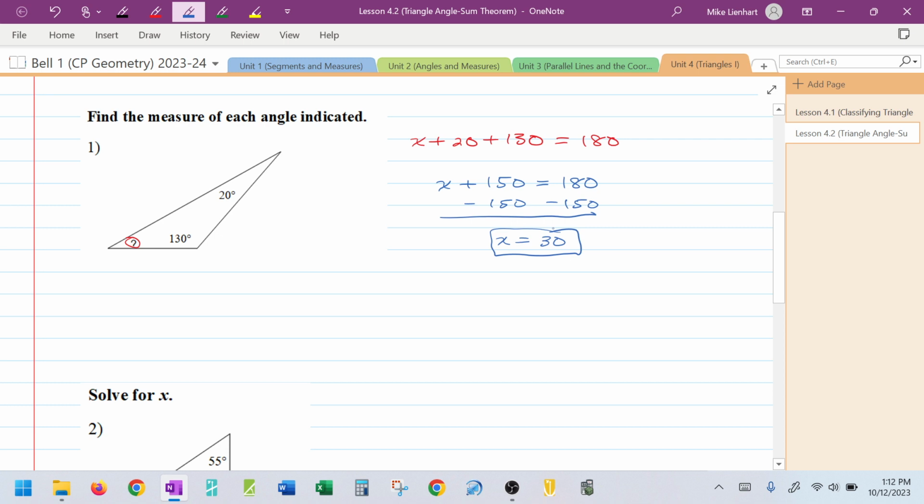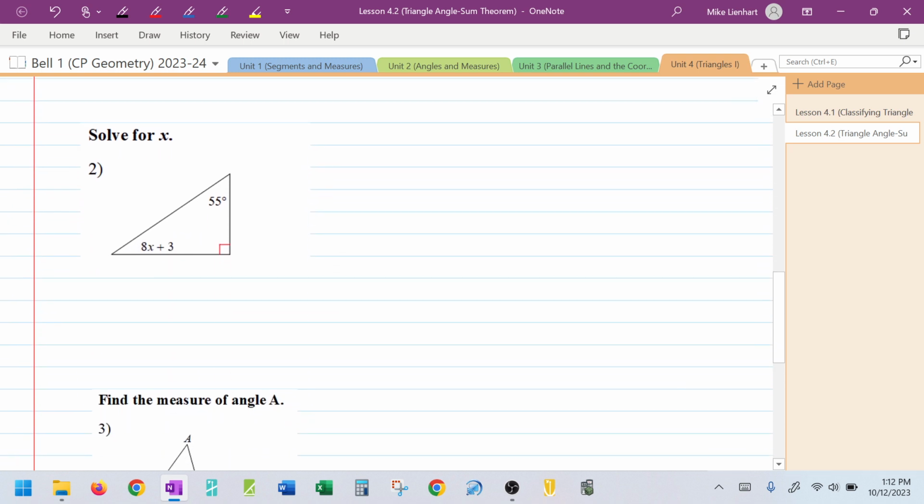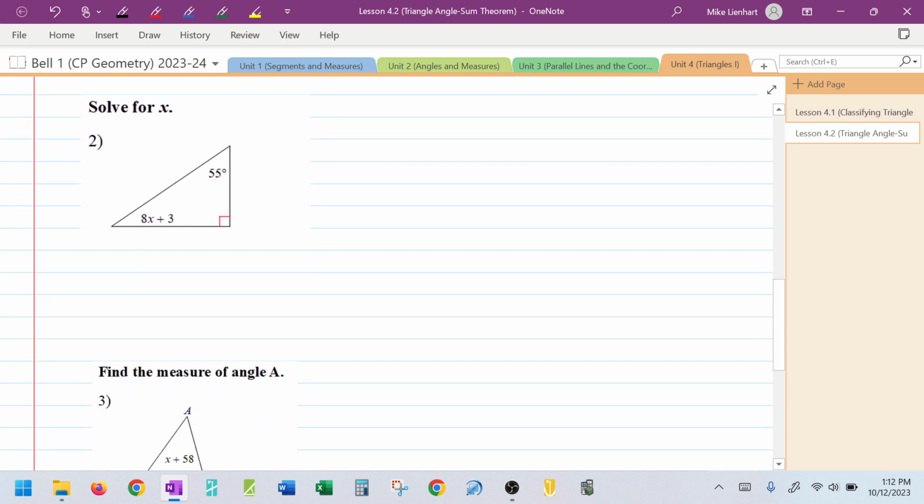All right, so let's see another way that they could do it. They could give us a picture like this. Now, the only difference here is instead of a question mark, they gave us an expression. And within this expression, notice the directions say solve for X. I'm going to use the triangle angle sum theorem to create an equation to solve.